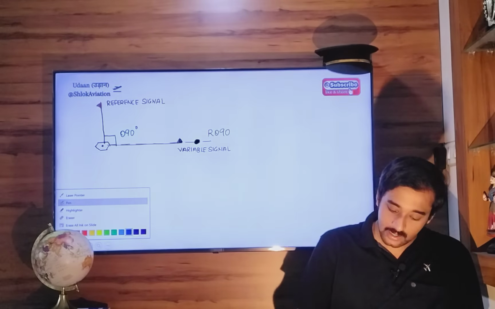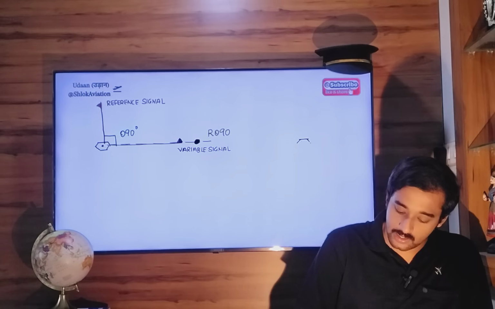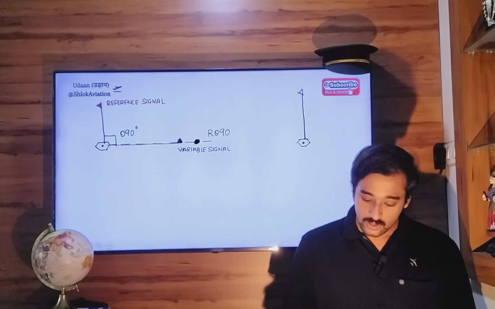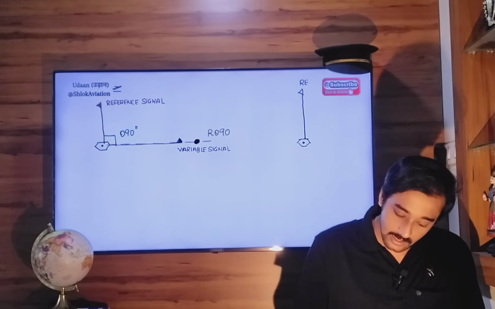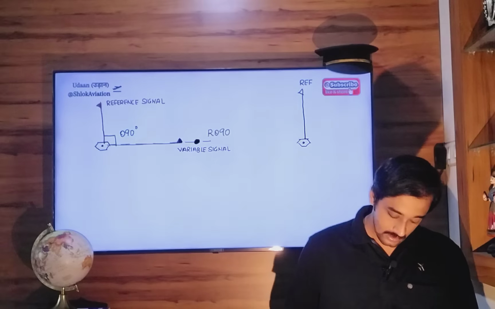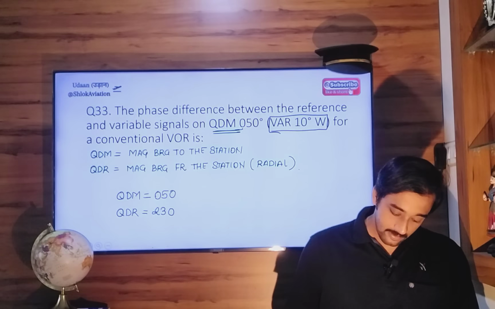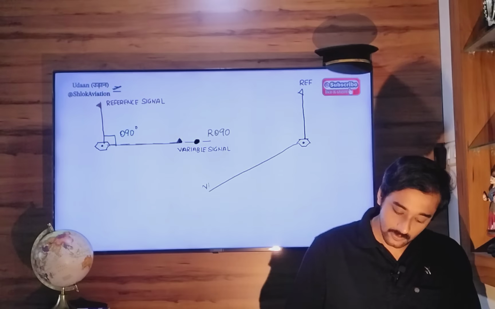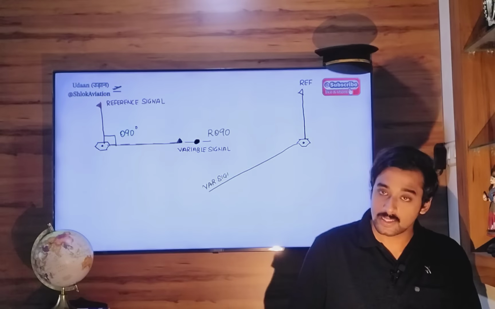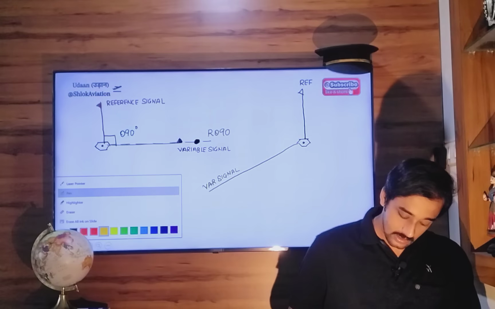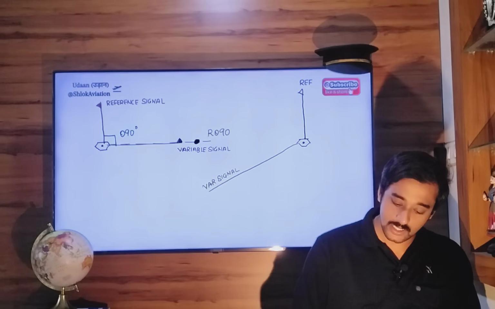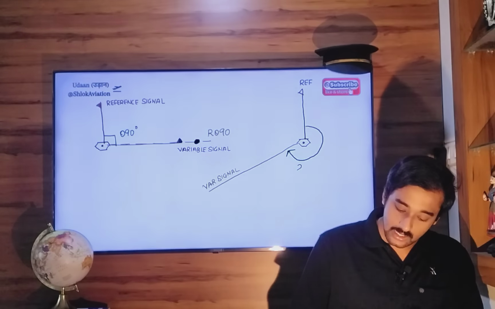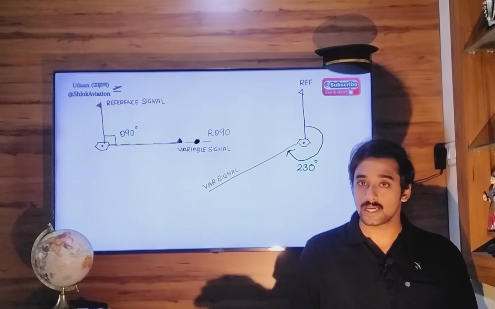So the phase difference between the variable and reference signals on QDM 050 is equal to 230. Meaning, let's say this is your VOR station. This is the reference signal of this particular VOR station, and the variable signal is at 230. That means the phase difference is 230, so the angle between this reference and variable signal is 230 degrees.